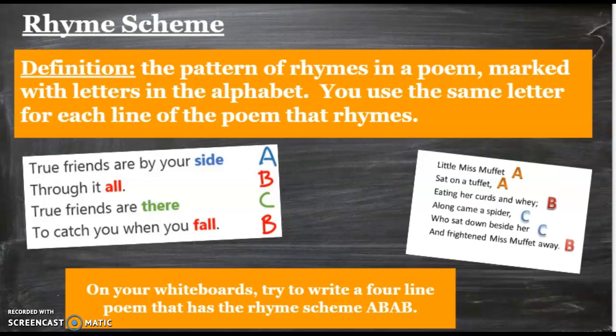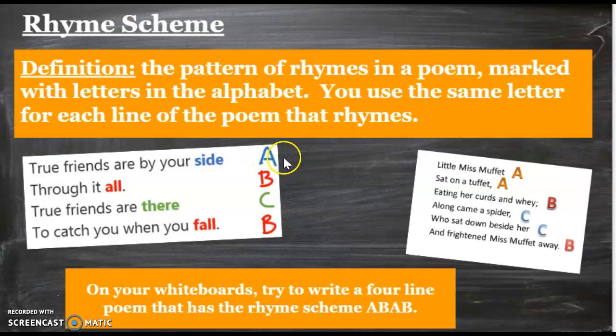All right, so the next one is rhyme scheme, and I bet that you have done this before. So rhyme scheme is something we will do with our poems. It's when you look at the last word in each line of a poem, and then we're going to label it with a letter of the alphabet, looking for rhyme, right? So for instance, true friends are always by your side. We're going to put an A there, right? Through it all inside do not rhyme. So I'm going to put a B, a new letter. True friends are there. Does that rhyme with all or side? No, it does not. So again, I'm going to put a new letter there, C. To catch you when you fall. Wait, fall rhymes with all, so that's going to be B.